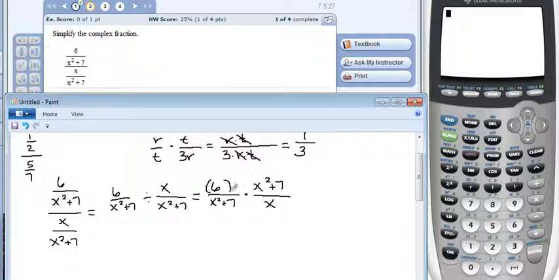Okay? Let's put parentheses around all this stuff to remind ourselves that we're not going to go on the inside. We're going to cancel whole sets of parentheses that match. I have a 6 left on the top, and I've got an x underneath. Bing, bada, boom. Done.